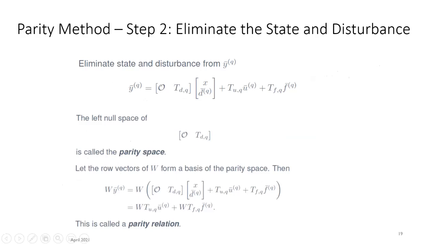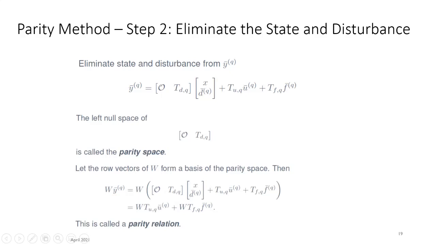As I said, we're talking about the parity method, how to generate residuals for a given system. And the system is in the time domain. We said that we need to differentiate input and output q times and put them in the rows of a vector. And we ended up having this equation. And I said that because in the residual, we shouldn't have x and d, somehow we need to actually get rid of this term.